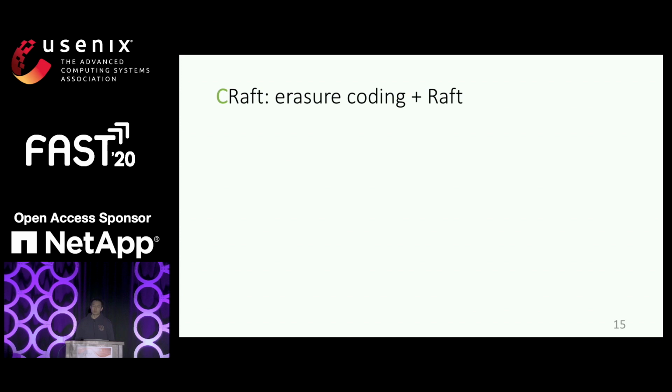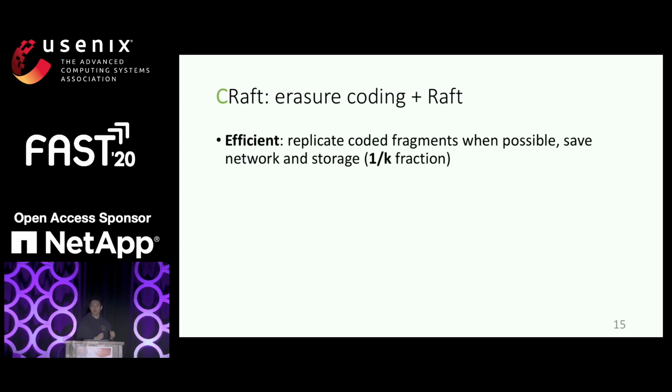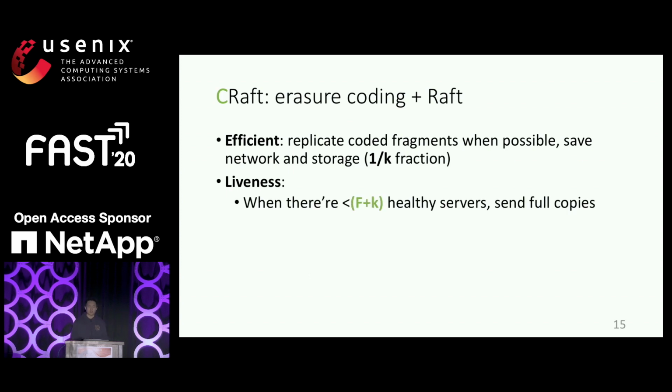To recap, we proposed CRAFT, a consensus protocol that is, first of all, very, very efficient. By using erasure code, we save network and storage space. In fact, we use only a 1/k fraction compared with the original version of Raft. CRAFT also guarantees liveness. First, it can always run as long as there are F+1 healthy servers. When there are fewer than F plus K healthy servers, we just gracefully degrade to send full copies to everyone.